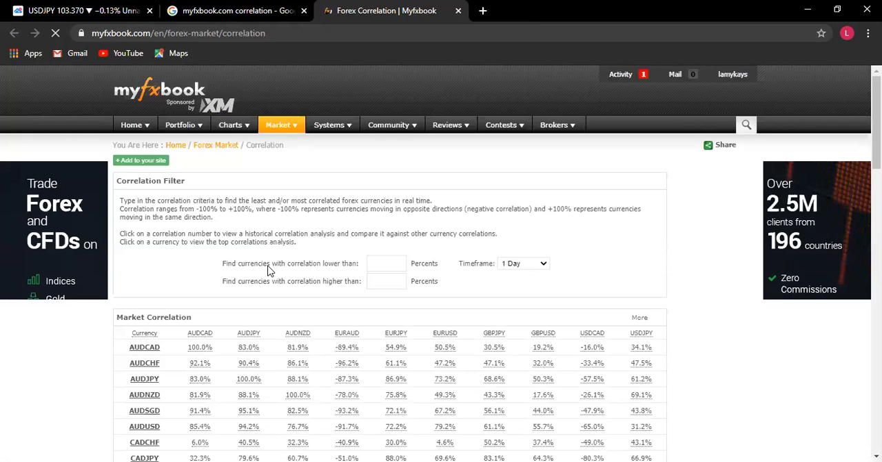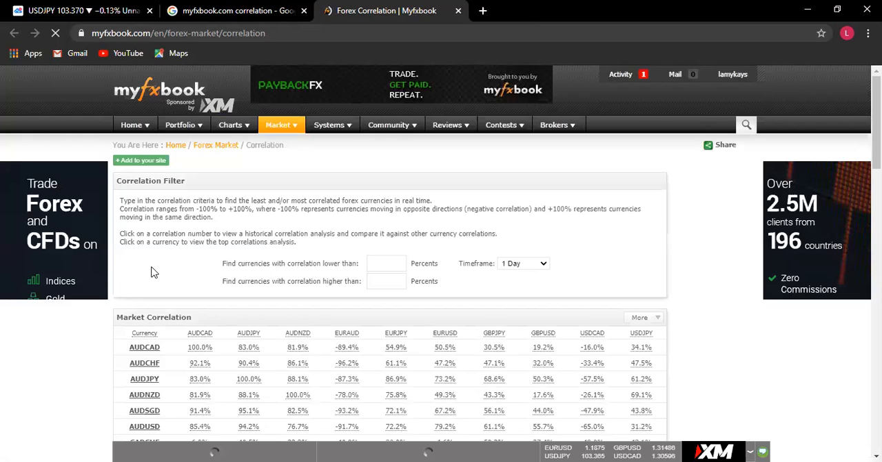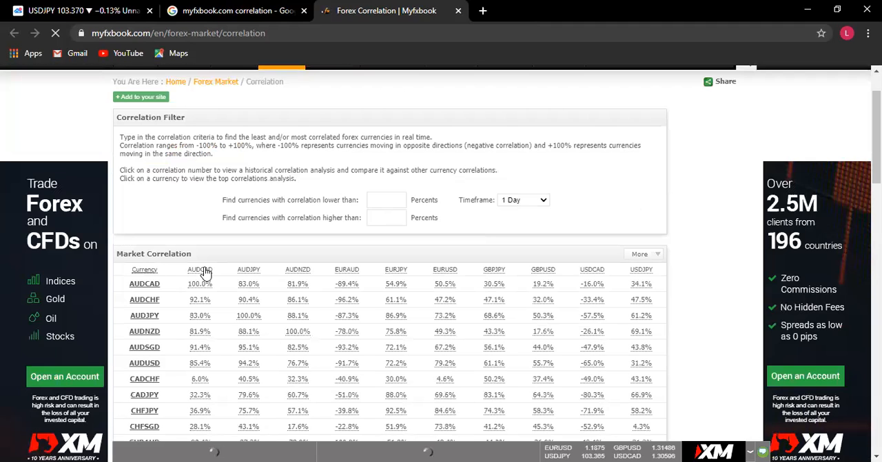So now when you look at this market correlation, see AUD/CAD and AUD/CAD, they are the same thing. That is why we are saying 100% correlation. Now see AUD/CAD, AUD/JPY, they are correlating 83%. That means at least to some extent, if AUD/CAD is buying, you should expect AUD/JPY to also buy because they are correlating with 83%.